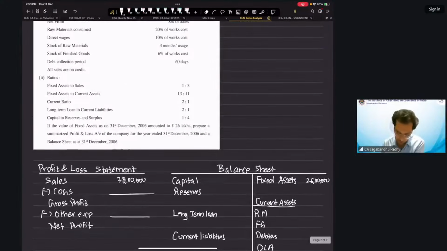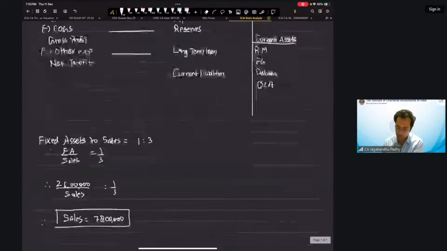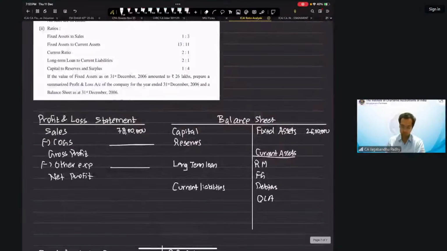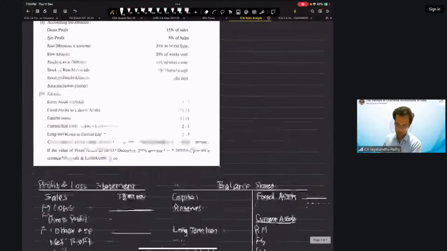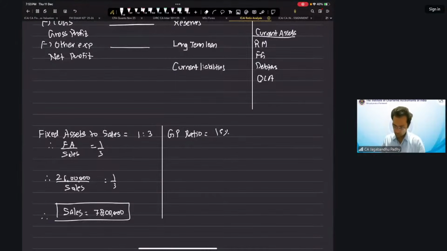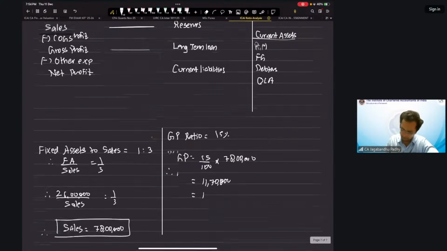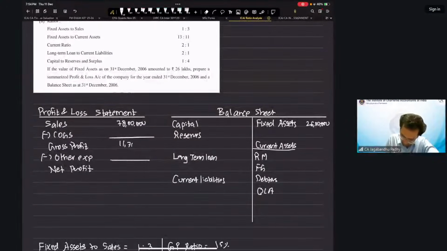Now, we have the gross profit ratio as 15% of sales. So of course, from this we can get the value of gross profit. Gross profit will be 15% of 78 lakh. So gross profit is what? 11 lakh 70,000. So gross profit is 11 lakh 70,000.